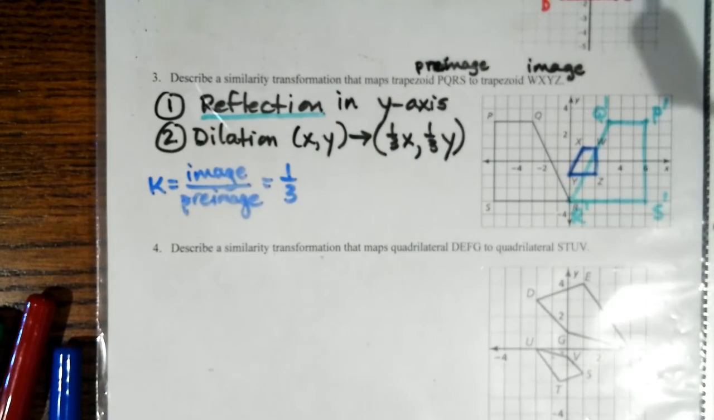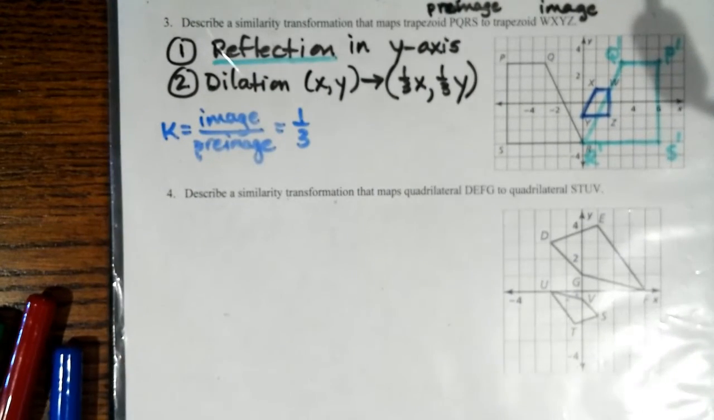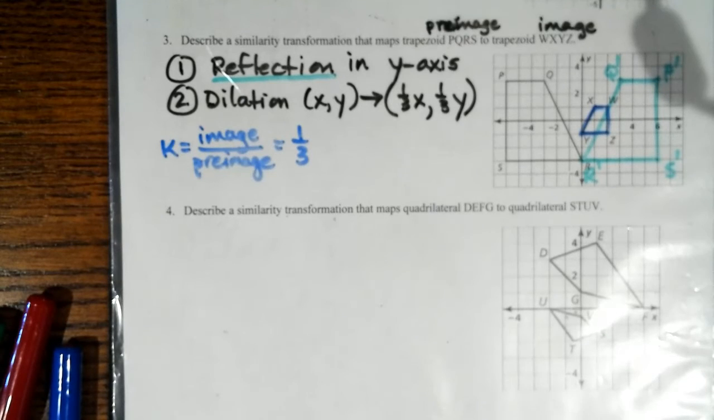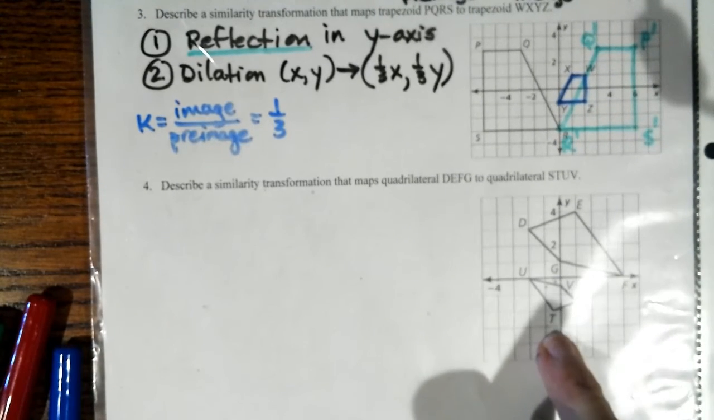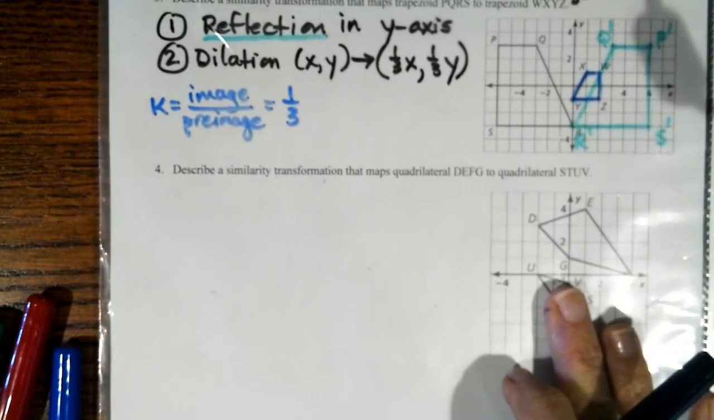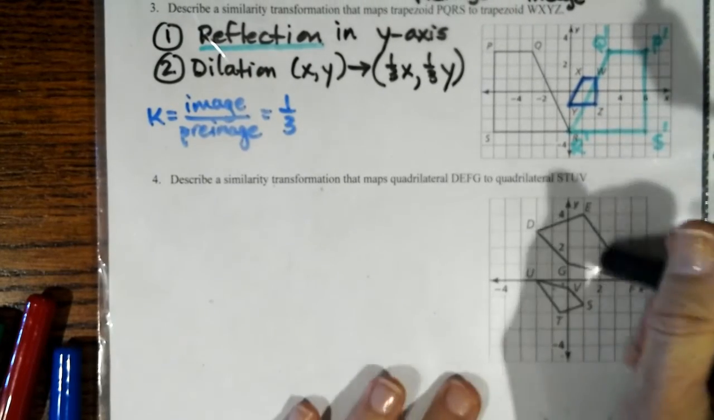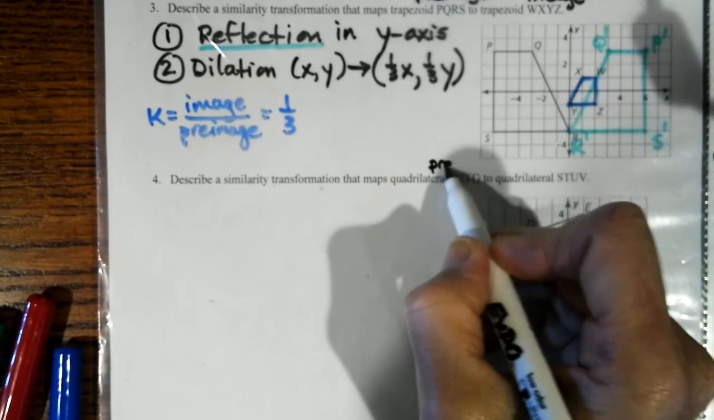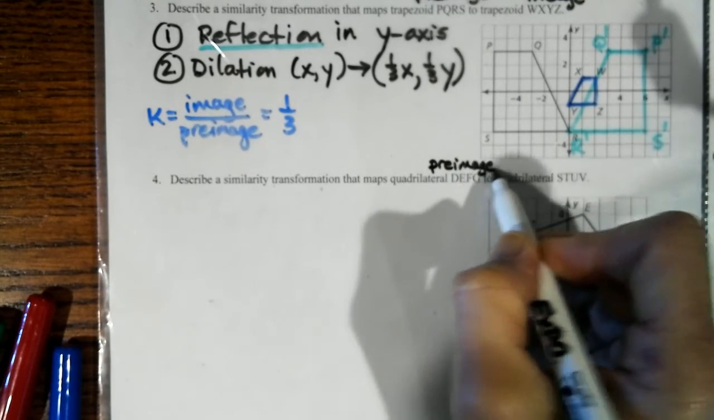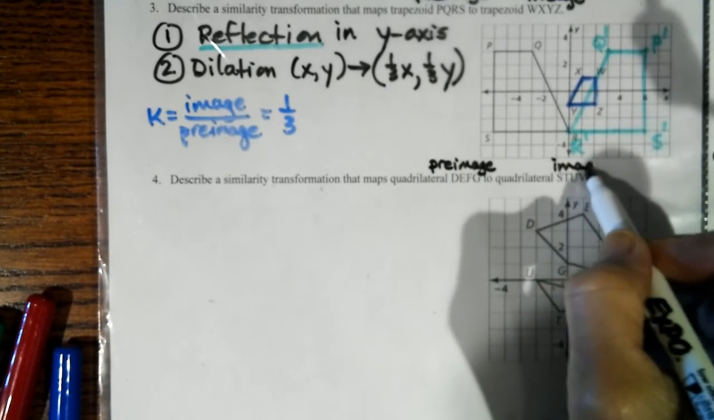Okay. And again, pop up your hand or unmute yourself if you have questions. We're going to do another one here that's slightly different. It is going from the big one to the small one again. Okay, so we do know it's going to be a shrink. But here's our pre-image, here's our image.